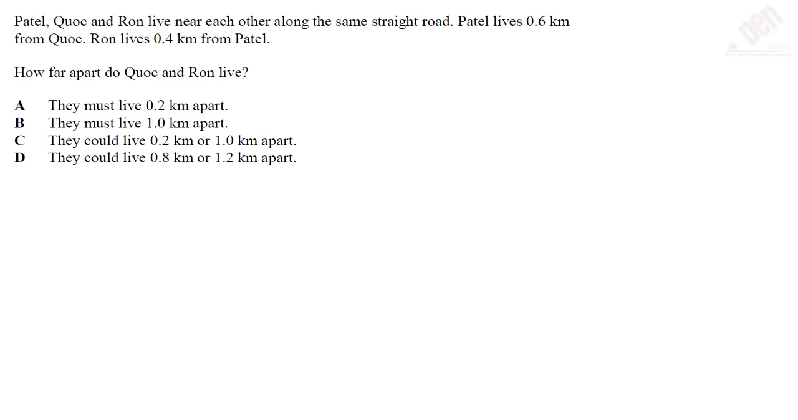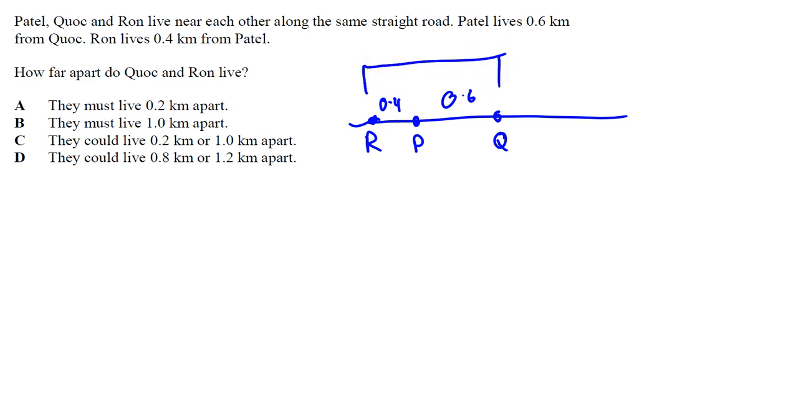So, we do not know where they live in relation to each other. So say this is Patel, Kwok, and Ron. Ron lives 0.4 from Patel, and Patel lives 0.6 from Kwok. So in this scenario, they would be 1 kilometer apart.